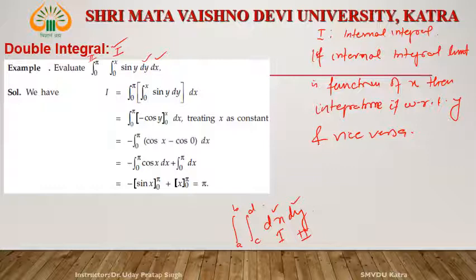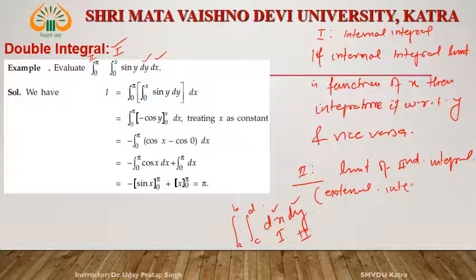So this is the rule. And what about the second integral? The limit of the second integral, or we call it the external integral, is constant. Okay, so see the example.